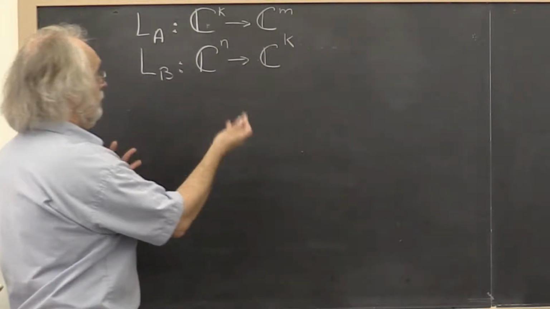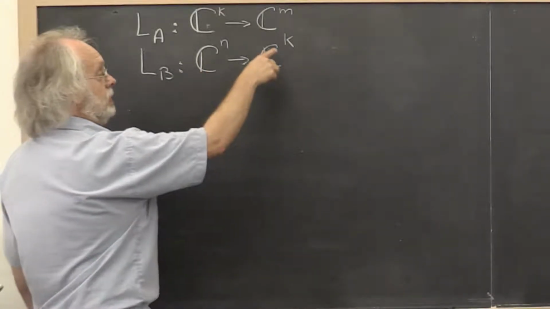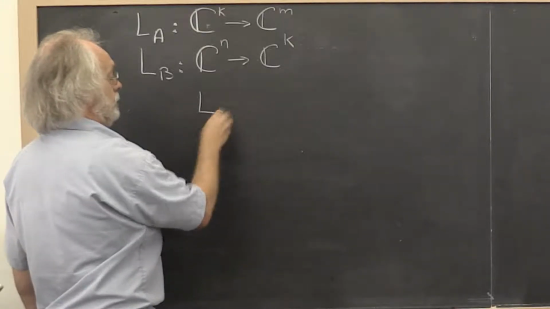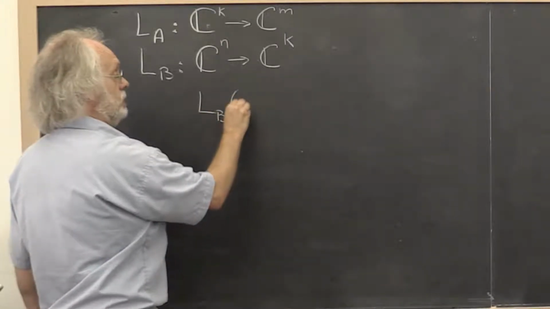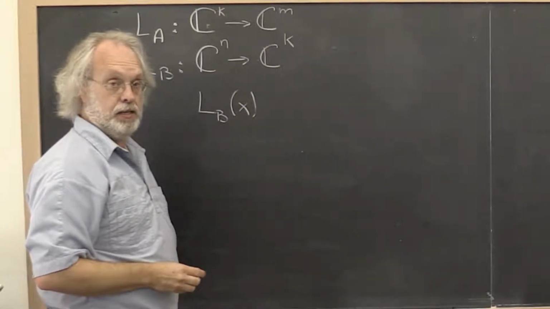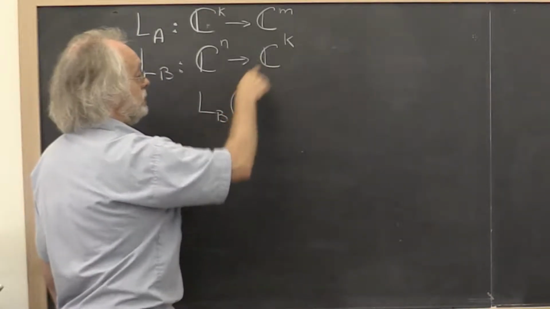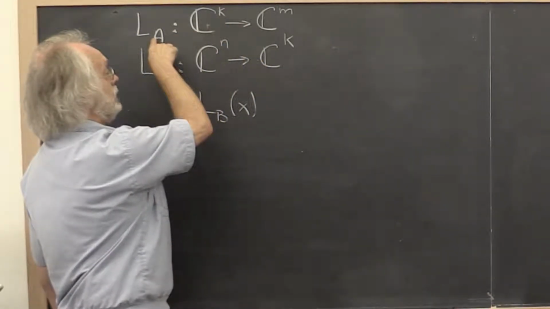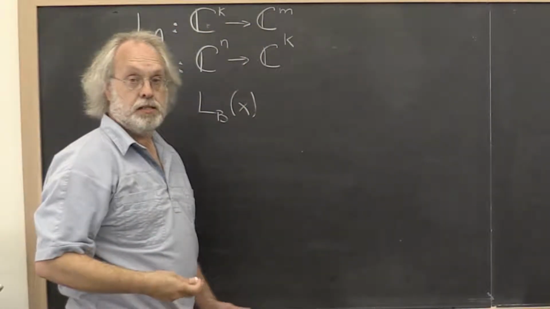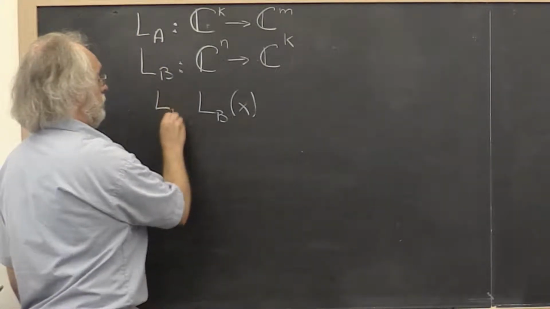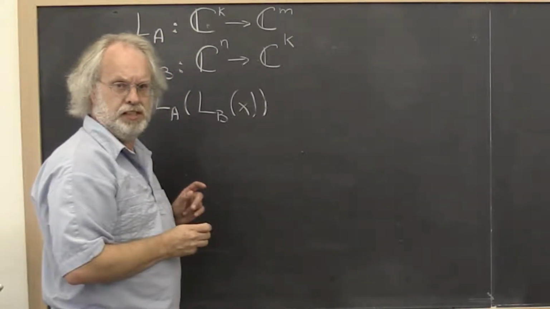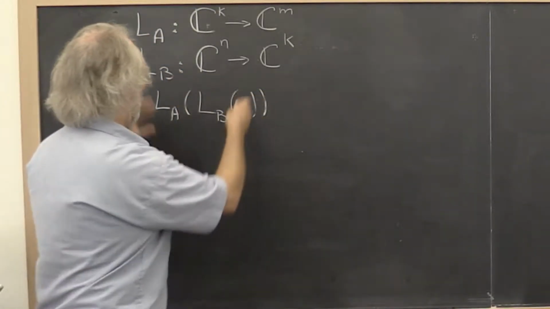Now, given the vector x in C^n, we could first apply the linear transformation LB to this, and notice that that results in a vector of size k. And then we can take that result and feed it into our linear transformation LA to yield a vector of size m. What is that called? It's called composing functions, right? So we can compose LB with LA.